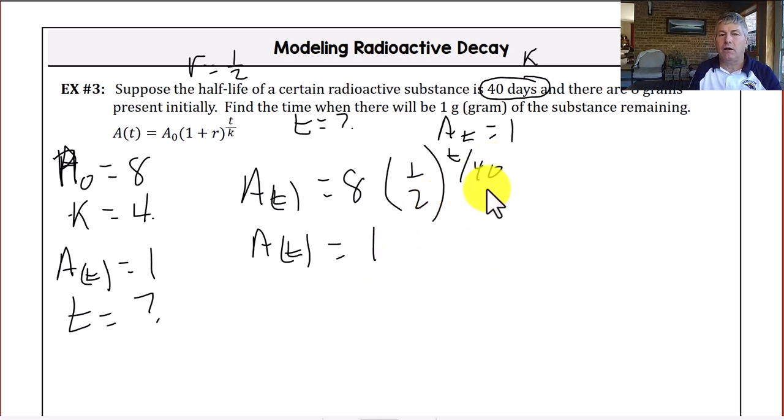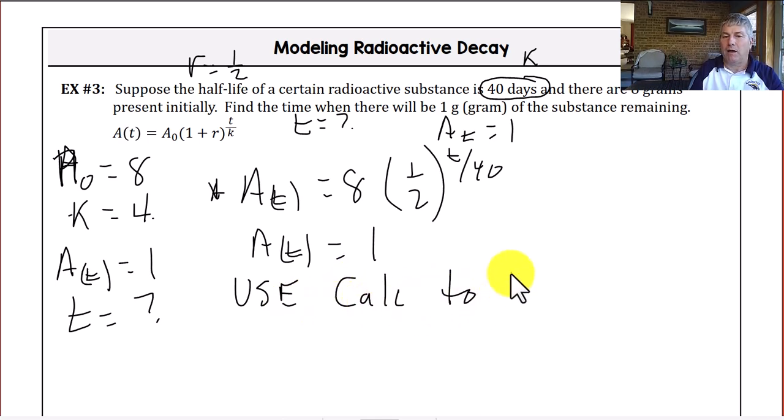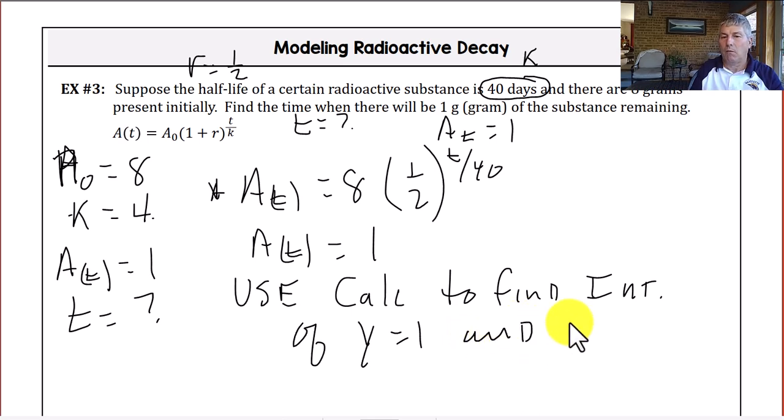So what we're going to do here, since we don't have the algebra skills yet to solve for T and the exponent, we're going to go to our graphing calculator and graph this. And we're going to graph 2 equations. We're going to graph 8 times 1/2 to the T over 40, and we're also going to graph Y equals 1. And then we'll find the intersection using the calculator. So use the calculator to find the intersection of Y equals 1 and Y equals 8 times 1/2 raised to the T over 40.